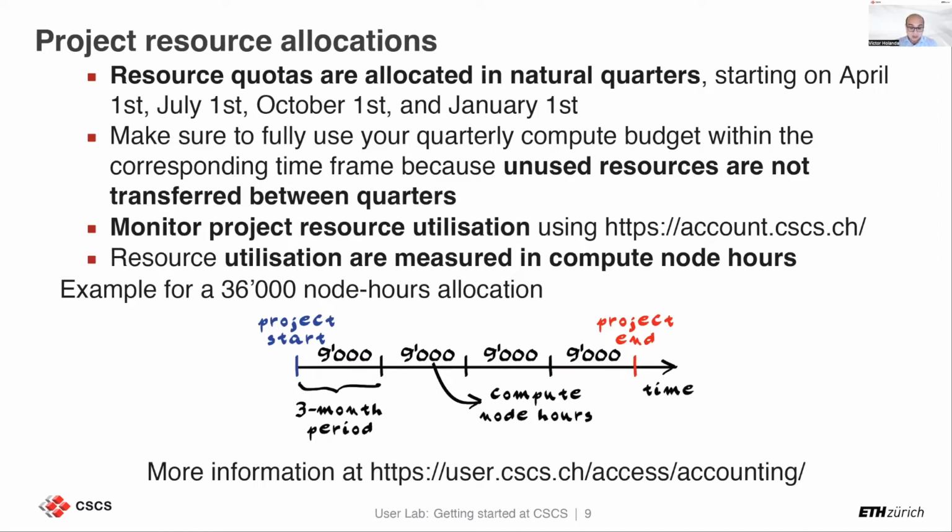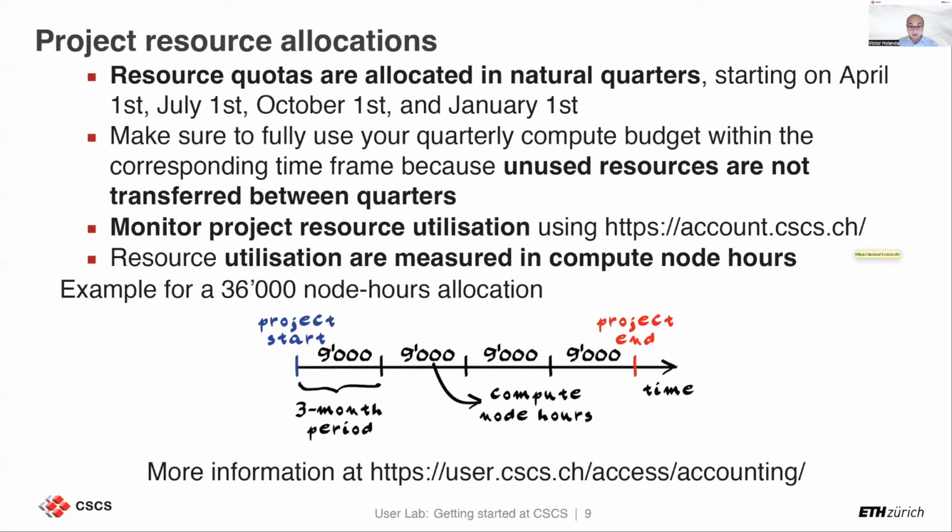Otherwise, if you don't use them, you might try to use a lot of resources in, for instance, your last quarter, and clog the system. So be sure to use your resources in a given quarter, because they won't move from one quarter to another. You can monitor the usage of your resources through the account.cscs website. That's the same website where you can invite team members.